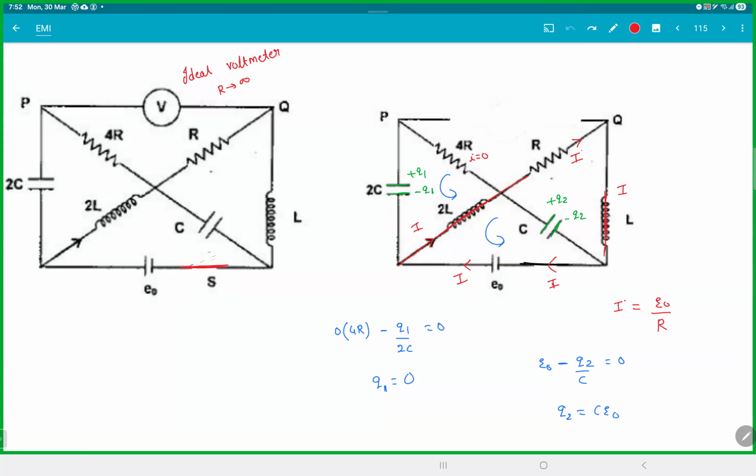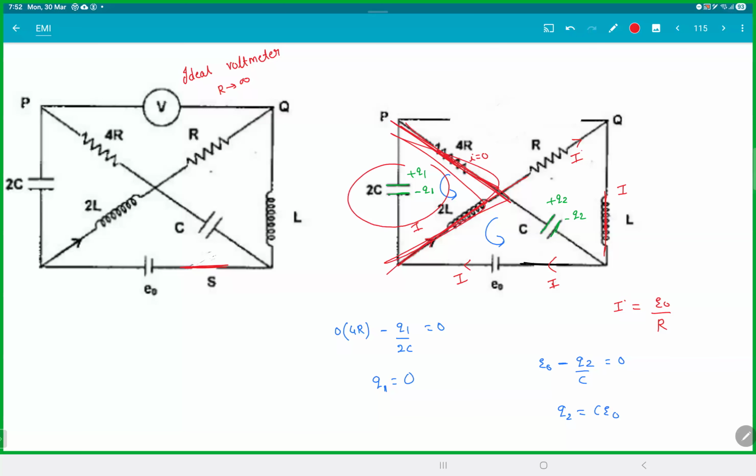Clear with that? So in this triangle, there is only one resistor. So current I is equal to E naught by R. Once I got the current, then I'll apply Kirchhoff's law in this loop and Kirchhoff's law in this loop, and that will give me the charge on both the capacitors. And if you observe, I got Q1 0. Obviously, if there is no current here, this thing basically got shorted, isn't it?